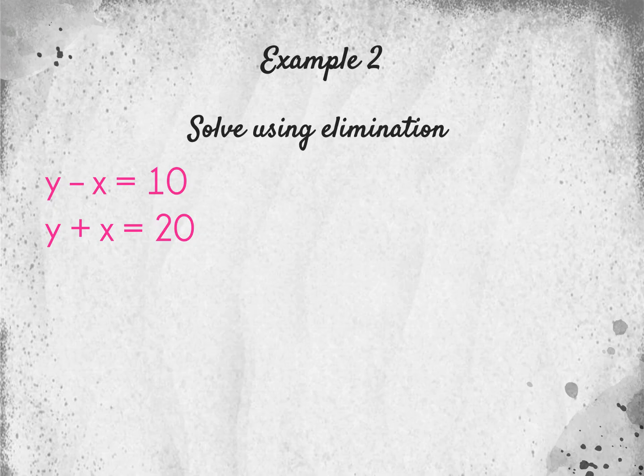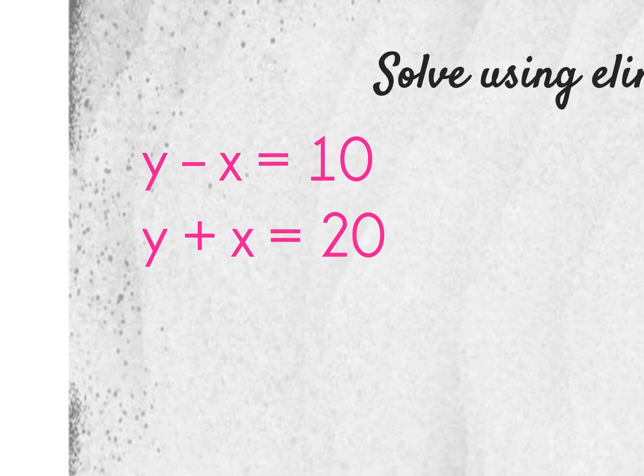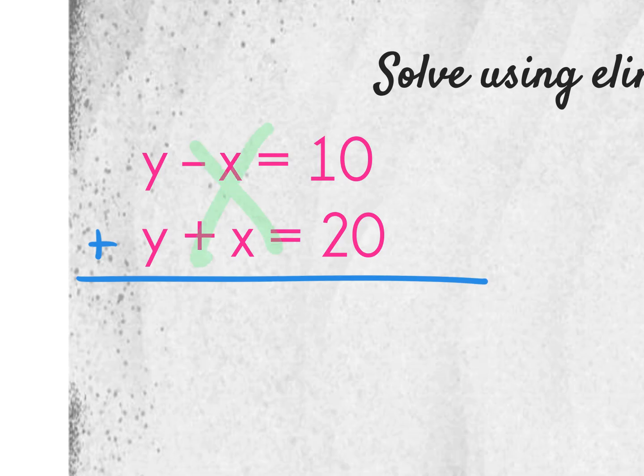All right, so for the next one, again, solve using elimination. This one's nice and pretty. It's already set up for us. I don't need to multiply any of my equations because if I just add these two together, automatically my x's are going to cancel. So already it's set up for the x's to cancel out. And now I'm just going to add 1y plus 1y is 2y. And then 10 plus 20 is 30.